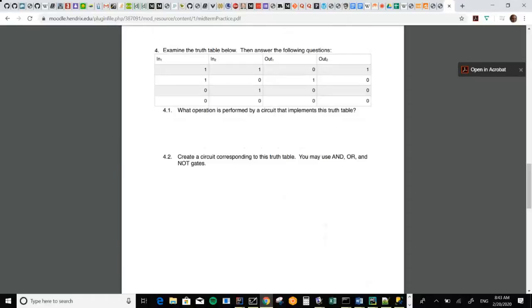Anybody? Anybody recognize this circuit? It's a demultiplier. It is a demultiplexer. That's correct. So let's review how it's a demultiplexer.